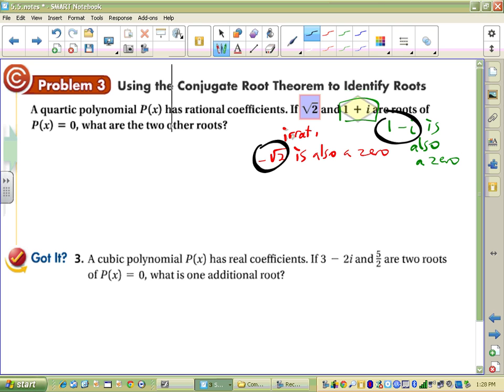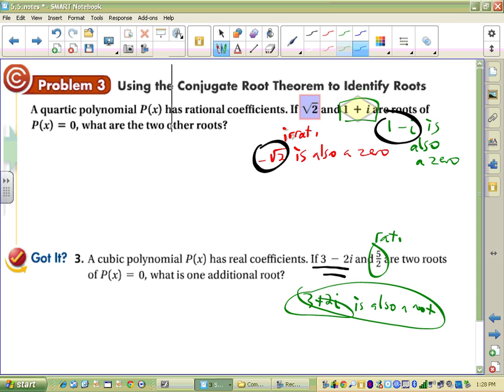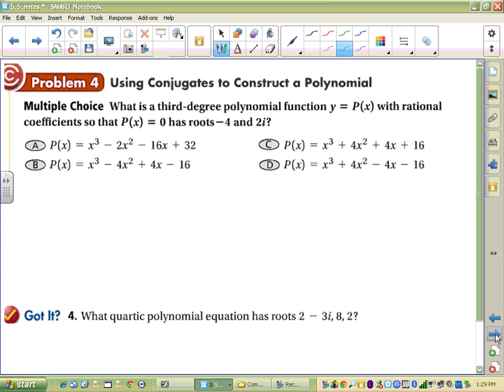Got it. Says a cubic has 3 minus 2i as a 0, and then 5 halves. So if we look at it, 5 halves is rational. There's no such thing as a rational conjugate theorem. It's the irrational conjugate theorem. But since 3 minus 2i is a 0, 3 plus 2i is also a root, or 0. Okay. So let's try another one. See what else they got going on for us.